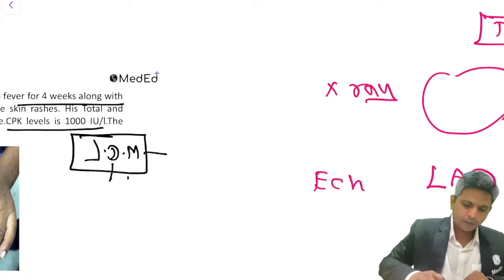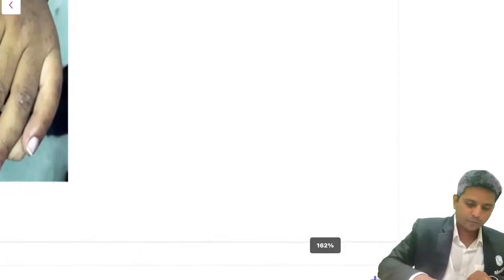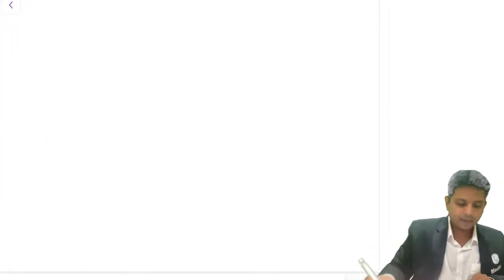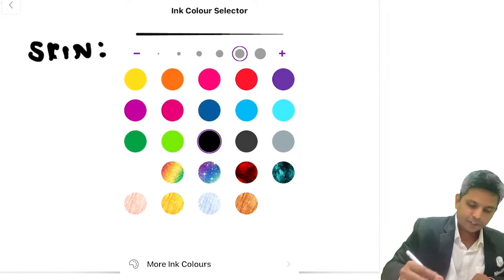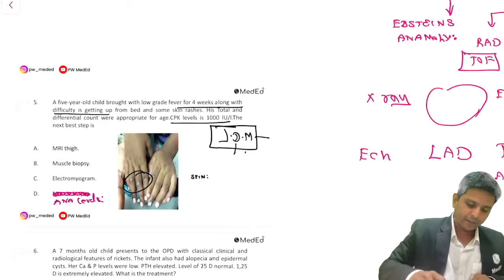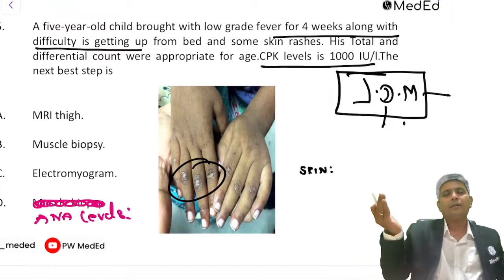So, what is juvenile dermatomyositis? What is the criteria? One is definite skin involvement, and definite muscle biopsy. Let me say again, my dear boy, the child is having fever. One, the child is finding it difficult to get up from the bed.